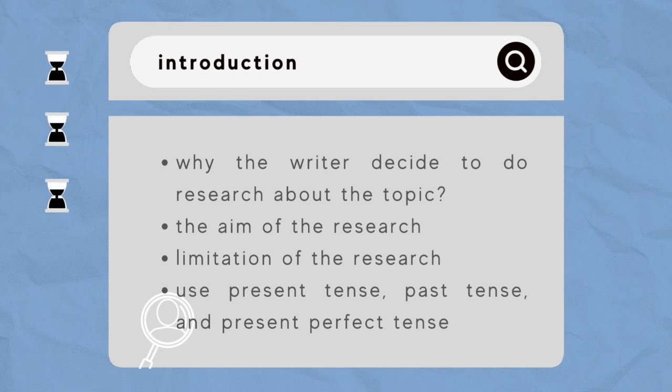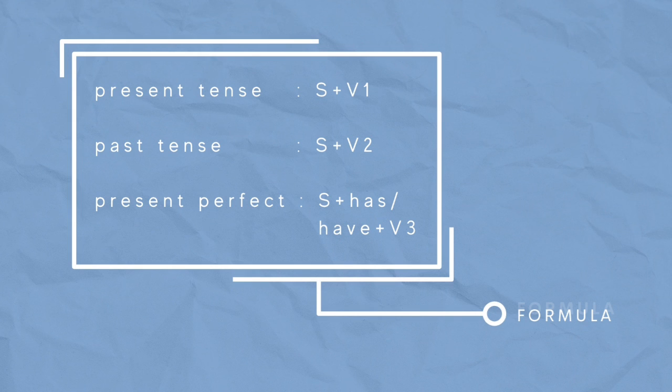Present tense arranged with subject and verb 1, past tense arranged with subject and verb 2, and present perfect tense arranged with subject, has or have, and verb 3. The other case that have to do is about paraphrasing the sentences from the search to avoid the copy-paste and plagiarism.